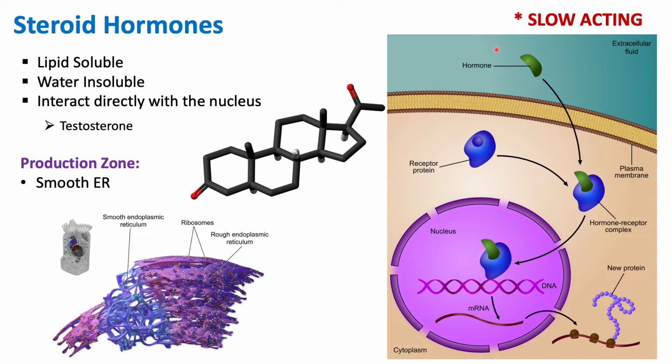So this is actually slow acting. And that makes sense because when we think about testosterone or progesterone and estrogen, these hormones do not cause their effects very instantly. It takes time. For example, during growth periods, we do not want growth to occur very quickly and suddenly. We want it to happen gradually over time. So it makes sense that these steroid hormones are slow acting.